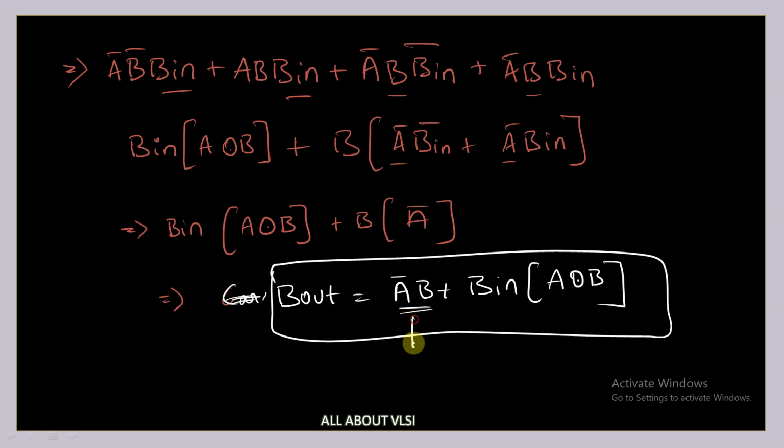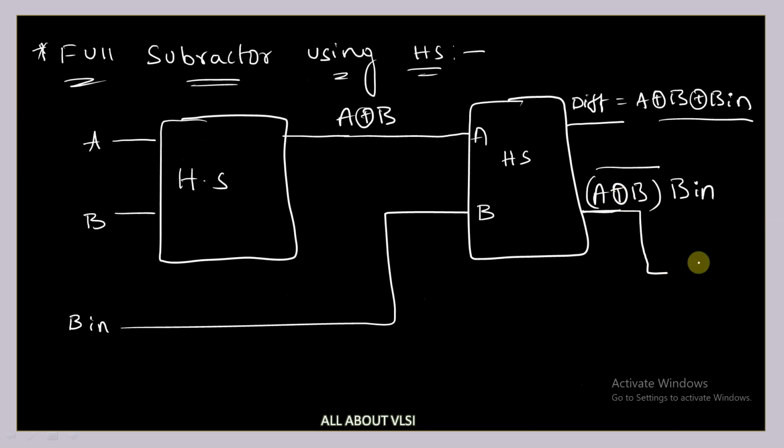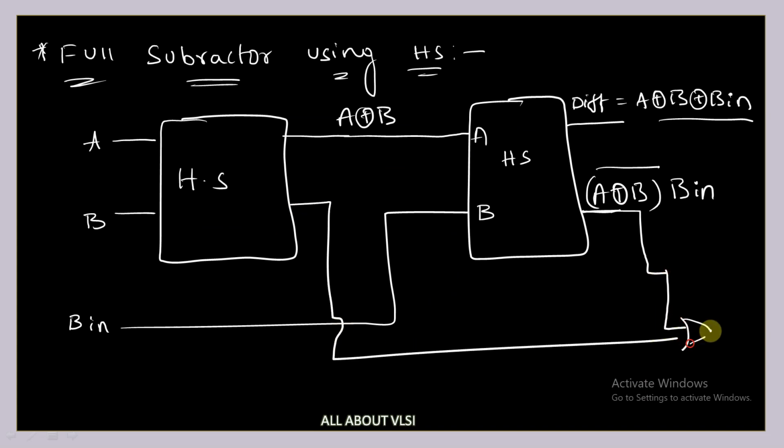This is A bar B, which is nothing but the borrow of the first half subtractor, and this is the borrow of the second half subtractor. I'm making an OR operation, so that is what I'm going to connect here. This is my second half subtractor borrow, and this is my first half subtractor borrow. I'm going to OR them, and I'm going to get B out. So this is how I'm going to implement my full subtractor using half subtractors.